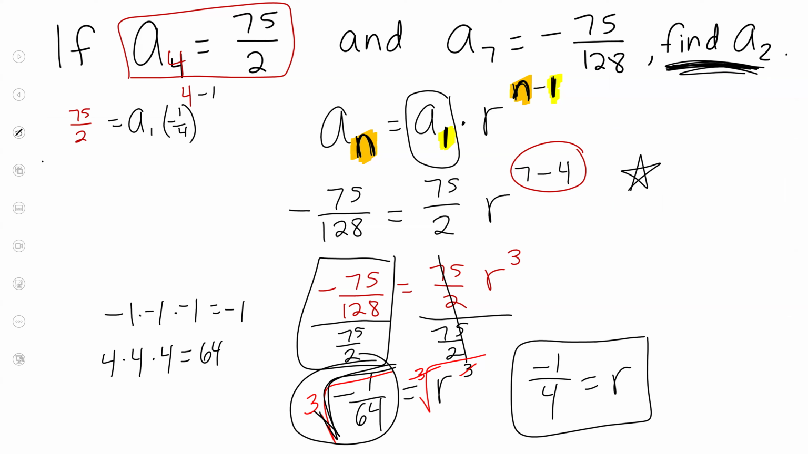Okay, and I want to find A2. So instead of A1, let's find out what A2 is. So this is going to be A2. And remember, this has to match. So this will be a 2. Okay, so now let's solve. I have 75 over 2 equals A2 times negative 1 over 4 to the power of 4 minus 2, which is 2. Now, negative 1 squared is just 1. 4 squared is just 16.